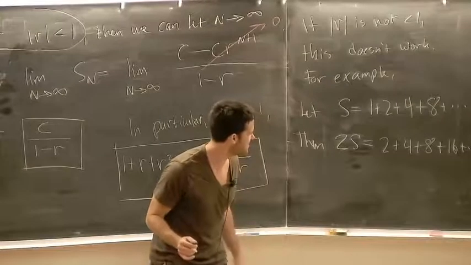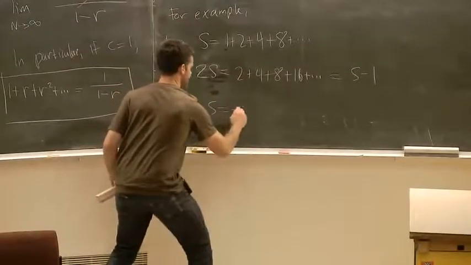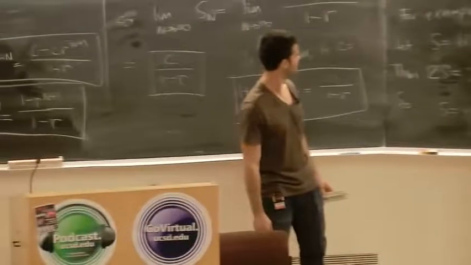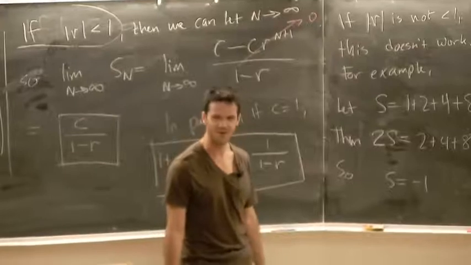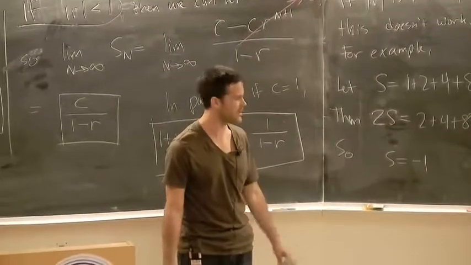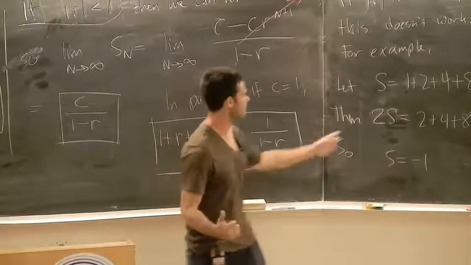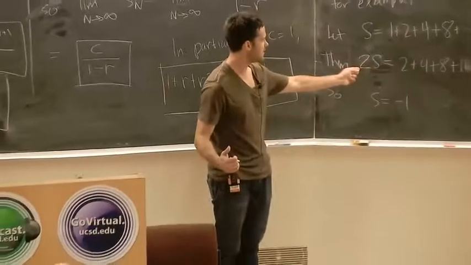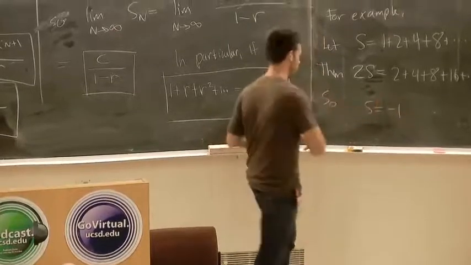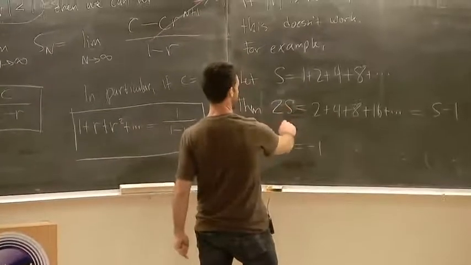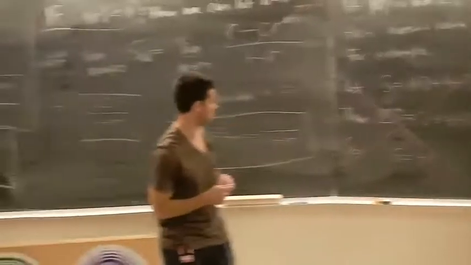But wait a second. If I cancel an S from both sides, S equals minus 1? What? 1 plus 2 plus 4 plus 8 plus so on equals negative 1? No. That's crazy. There's no way that possibly makes sense. So what went wrong is, basically, I'm adding infinities and getting nonsense right here. So don't do that. This is bad math. This is not equal. This is all junk math.